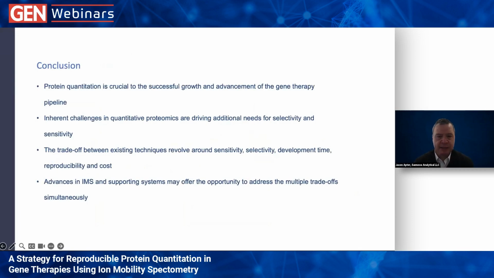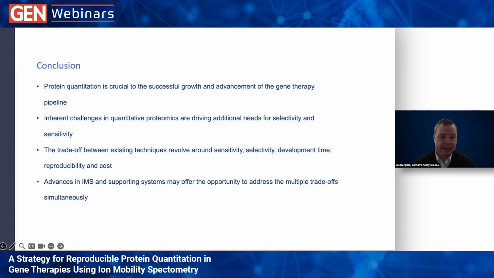I think the 4 takeaways that we wanted to leave with everybody are first and foremost, protein quantitation is crucial really to the successful growth and advancement of the gene therapy pipeline. Secondly, there are inherent challenges in quantitative proteomics that are driving additional needs for both selectivity and sensitivity, and a lot of times without taking a trade-off. And as we talked about earlier on, the trade-off between existing technologies really revolves around these 5 themes. It's sensitivity, selectivity, the overall development time of an assay, the reproducibility of that assay, and then at the end of the day, the cost. Not just the cost of the assay, but also the cost of the equipment that's required to be able to run it.